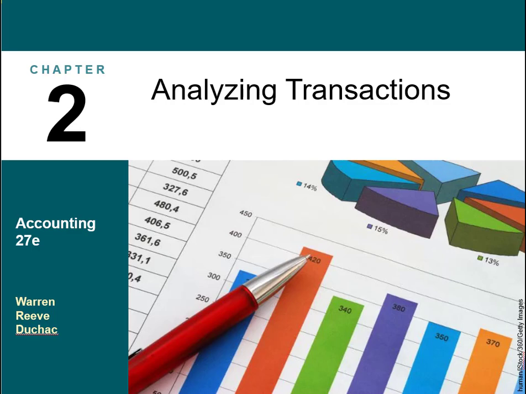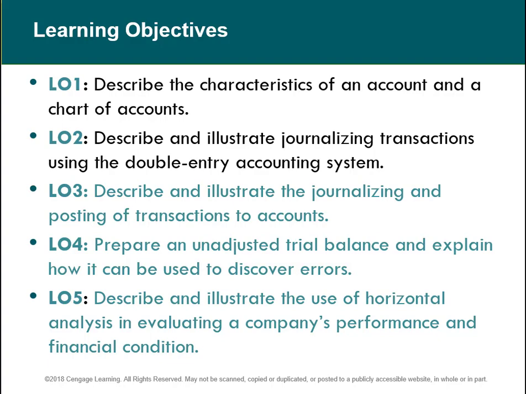Chapter 2, Analyzing Transactions. Okay, this is where we've been. We described the characteristics of an account and a chart of accounts, and we illustrated how to record transactions, journalizing them, and using the double entry system. And I hope you did that journal entry exercise after it, because by the time you're finished, you should be in pretty good shape there.